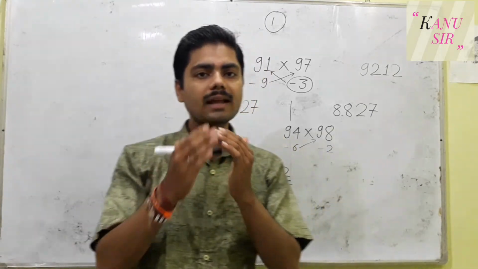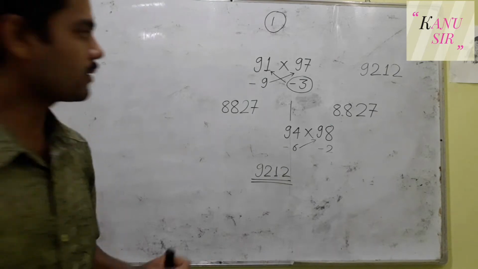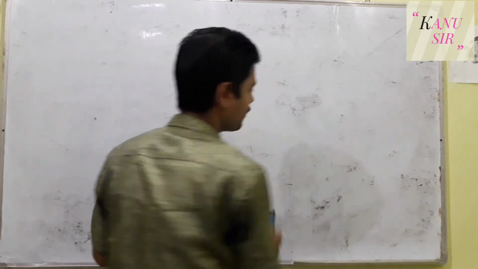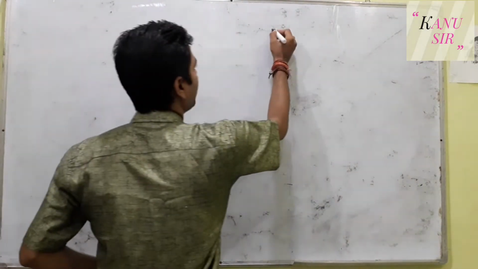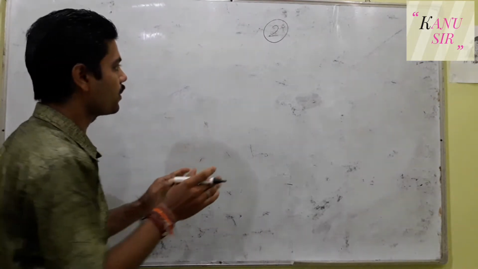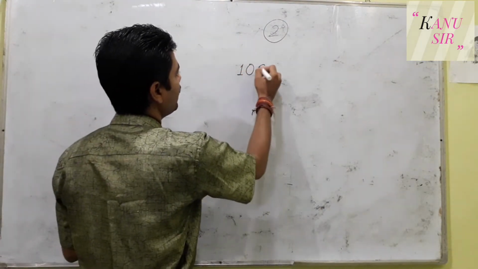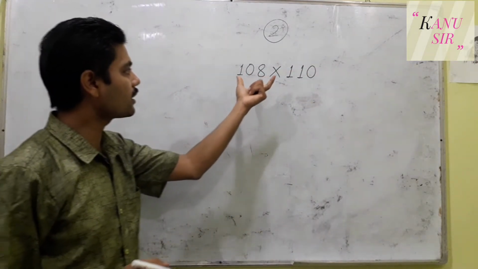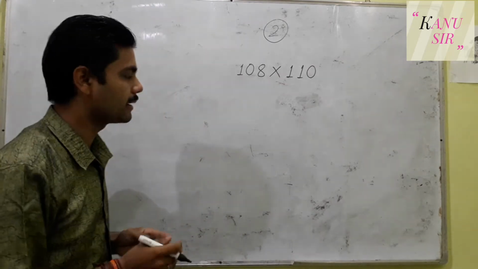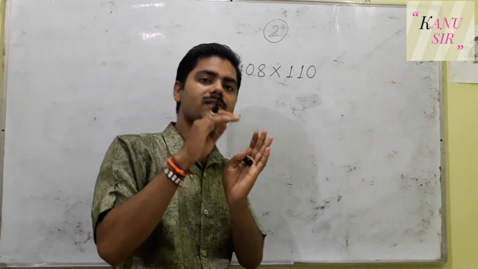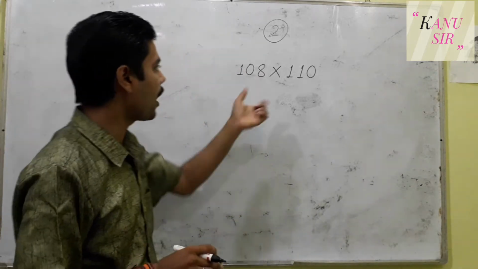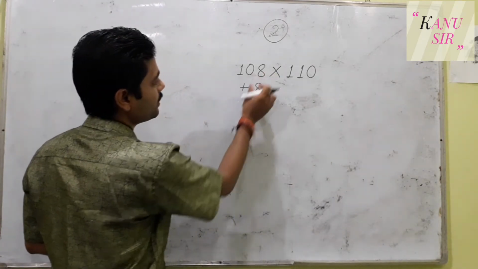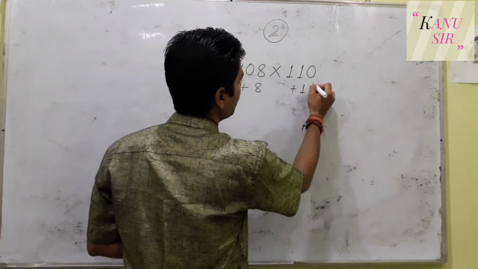Another process is for numbers more than 100. So let us erase this and go to the second process, for numbers that are more than 100. Let us take an example like 108 times 110. Here you have to check by how much each number is more than 100. In the previous process we saw by how much it is less than 100. Here 108 is 8 more than 100, and 110 is 10 more than 100.